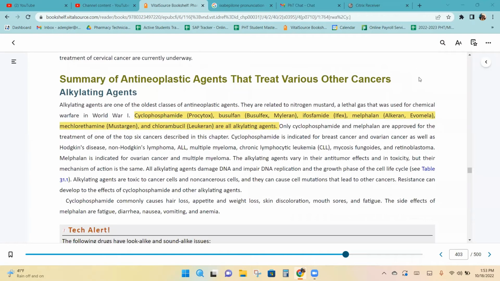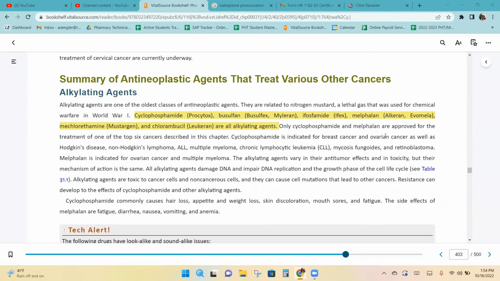Alkylating agents are one of the oldest classes of antineoplastic agents. They are related to nitrogen mustard, a lethal gas that was used for chemical warfare in World War I. Cyclophosphamide, busulfan, ifosfamide, melphalan, mechlorethamine, and Leukeran are all alkylating agents.